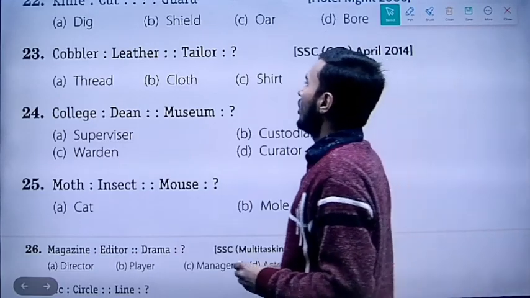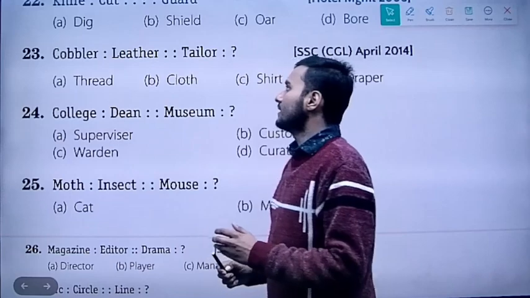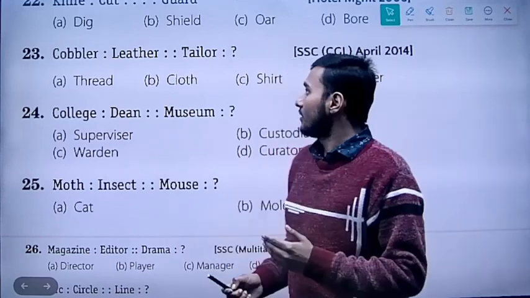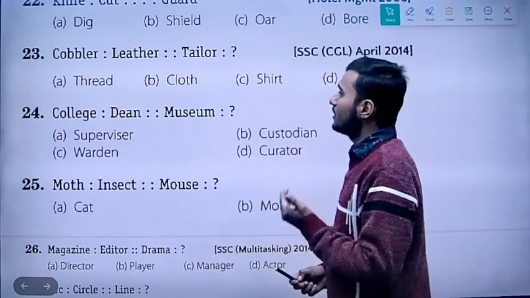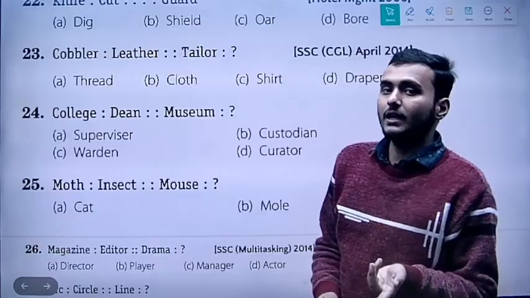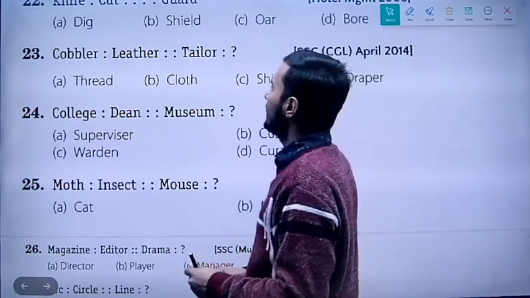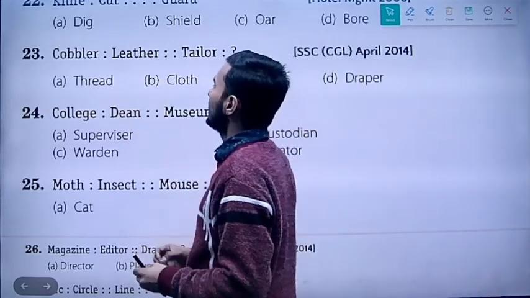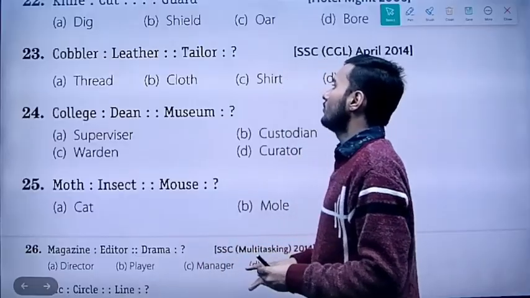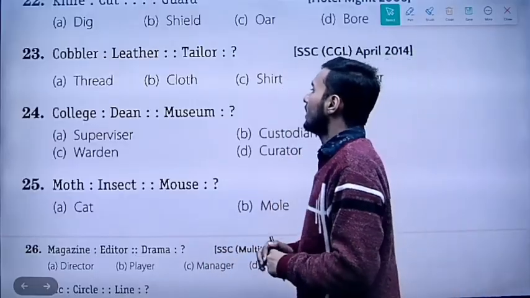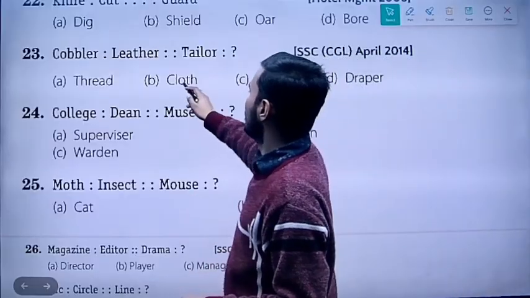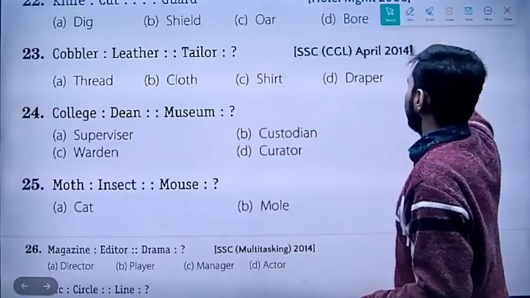See what a cobbler does: a cobbler uses leather to make and sew shoes. Similarly, what does a tailor use to make a dress? A tailor uses cloth to make dresses. So the relationship we found is that a cobbler uses leather to make shoes, and we have to find what a tailor uses to make dresses. A tailor uses cloth to make dresses.